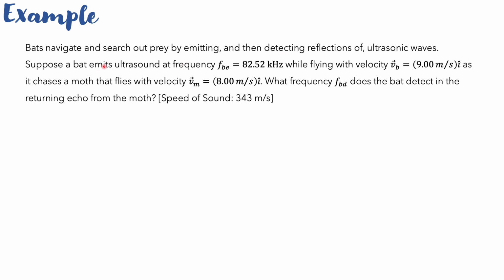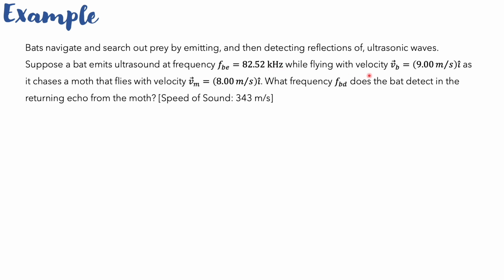So now when the bats are releasing ultrasonic waves to search out prey, meaning any type of insects or something, when they come into the range of the ultrasonic waves, the waves strike the prey and then reflect back. So suppose the bat emits ultrasonic waves at this frequency. This is the bat emission, fBE, the frequency of the ultrasonic waves emitted by the bat.